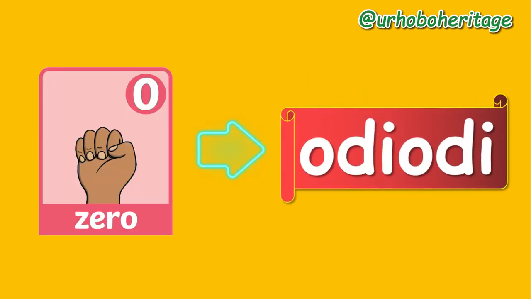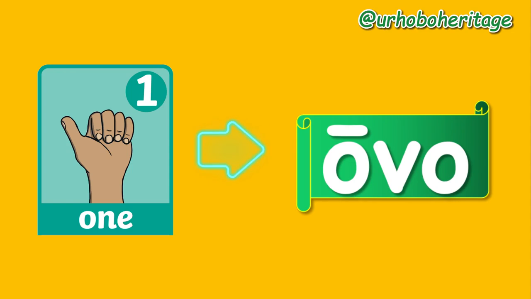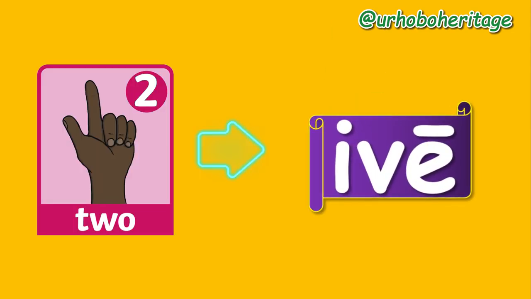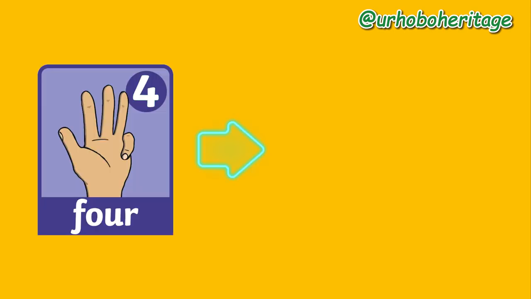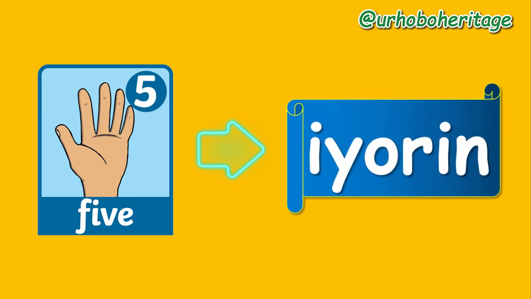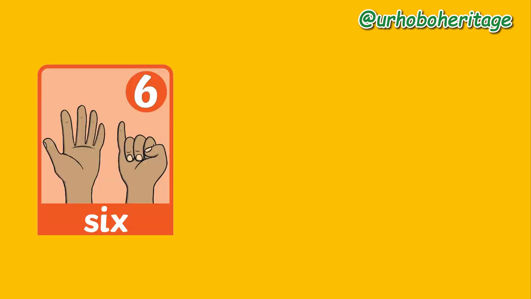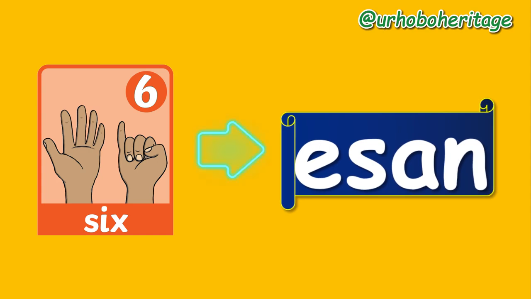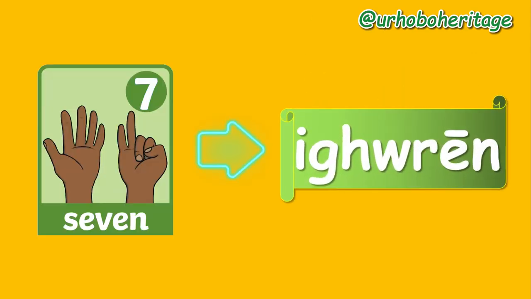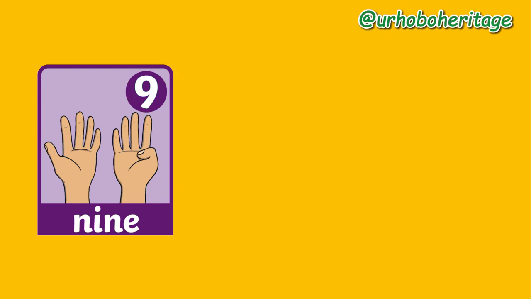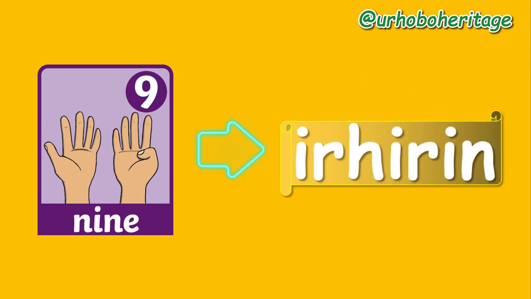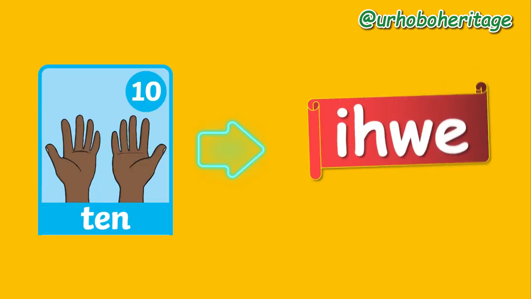0 Odiodi. 1 Ovo. 2 Ive. 3 Era. 4 Ene. 5 Inyoli. 6 Esa. 7 Igwe. 8 Elele. 9 Irili. 10 Ikwe.